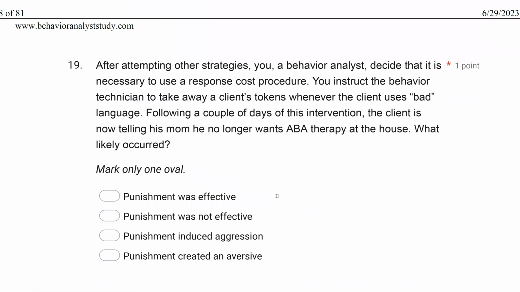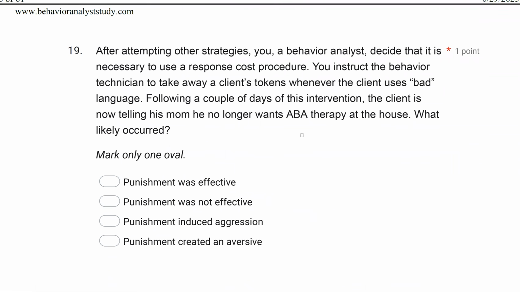19, after attempting other strategies, you, a behavior analyst, decide that it is necessary to use a response cost procedure. You instruct the behavior technician to take away a client's tokens whenever the client uses bad language. Following a couple of days of this intervention, the client is now telling his mom he no longer wants ABA therapy at the house. What likely occurred?